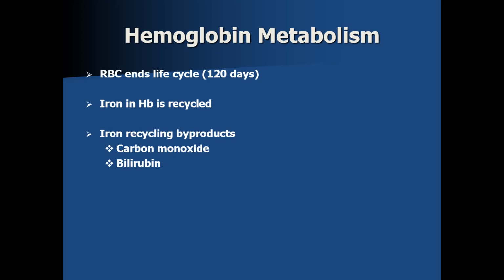The RBC has a life cycle of about 120 days. At about 120 days, then, the iron in the hemoglobin is recycled. The recycling byproducts of this iron include carbon monoxide as well as bilirubin. Therefore, you know that trace amounts of carbon monoxide are produced by the body.